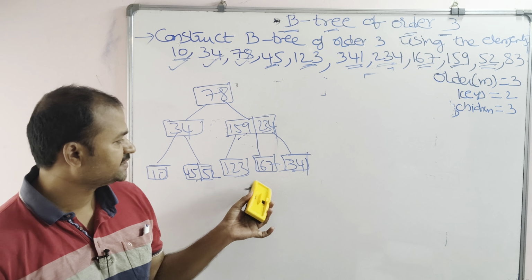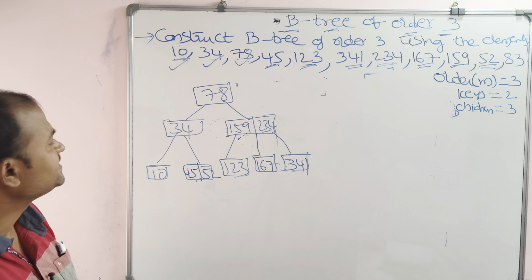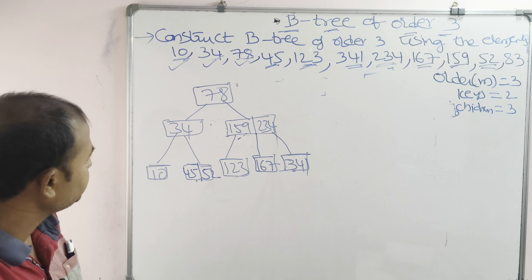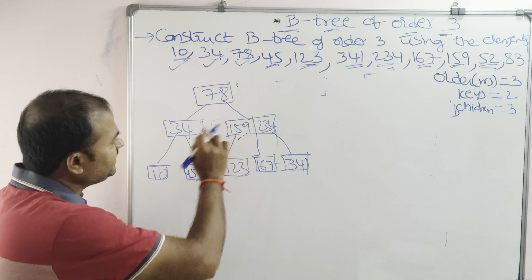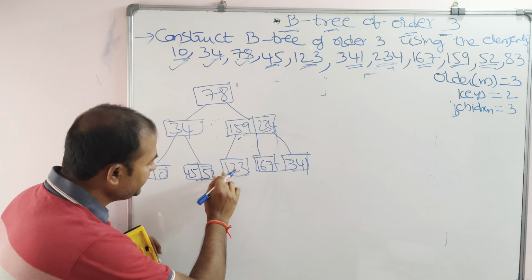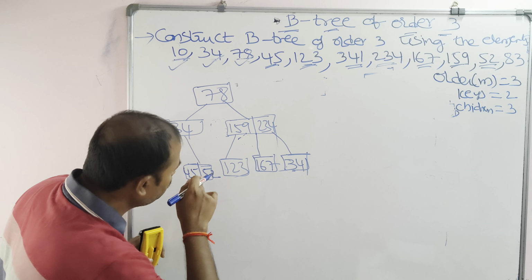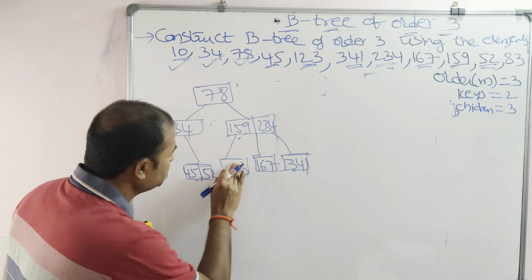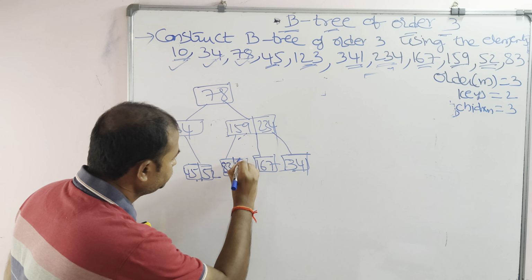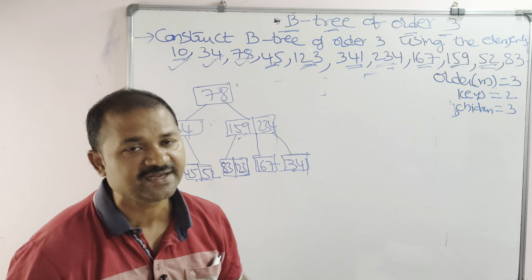So we know that the keys are always inserted in the leaf node. 83 is greater than 78, so we have to insert in the right part. 83 is less than 159, that means the left part. So in this leaf node we have to insert 83. So we have to arrange in ascending order: 83, 123. So this is the final output after inserting all these elements.